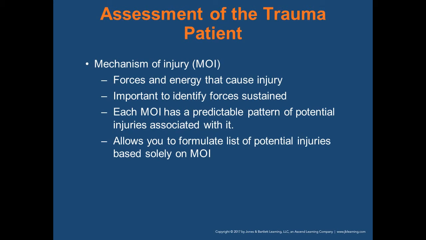So let's talk about the mechanism of injury, or the forces of energy that cause the injury. It's important to identify these forces, and each mechanism of injury has its predictable pattern or potential. Obviously, you can think of the fall victim. You know that they came from a distance and had a sudden deceleration into the ground. Especially, you can look at the ground that they landed on. Did they land on concrete? Did they land on a curb? All of those kind of things. This allows you to list some potential injuries based solely on that mechanism of injury.